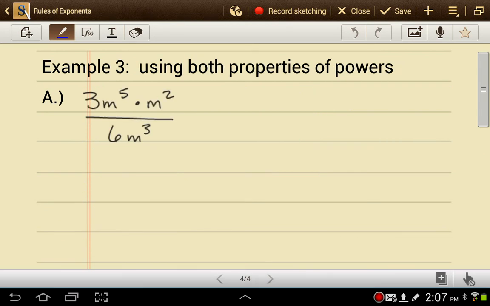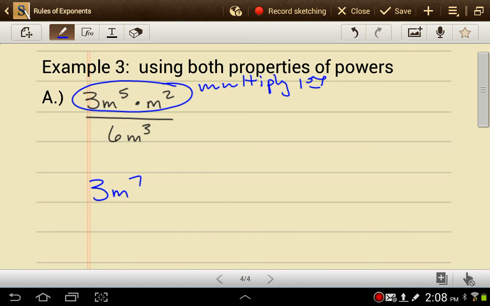In my next slide, I'm going to use both properties. So the first thing I want to do is multiply. So I'm first going to multiply these first. Okay? And when I multiply that, that's going to give me 3 times the 1 is 3. M to the 5th times M to the 2nd is M to the 7th. Over 6M to the 3rd.